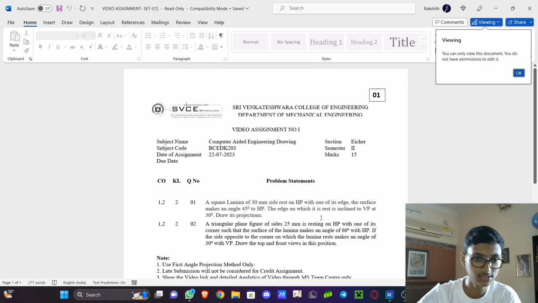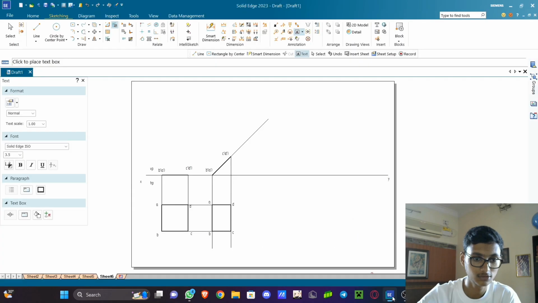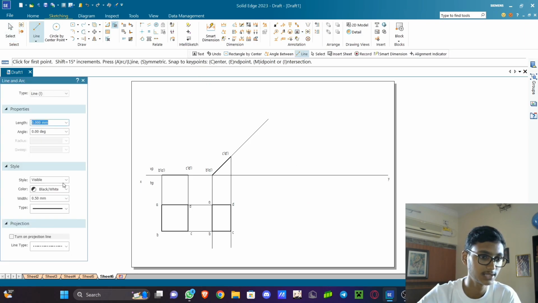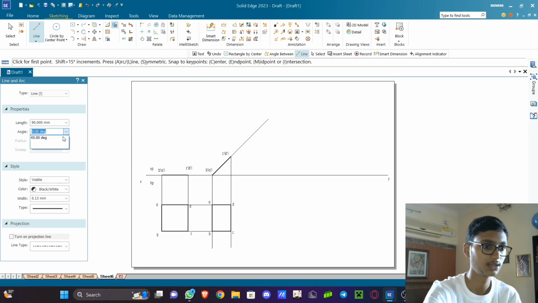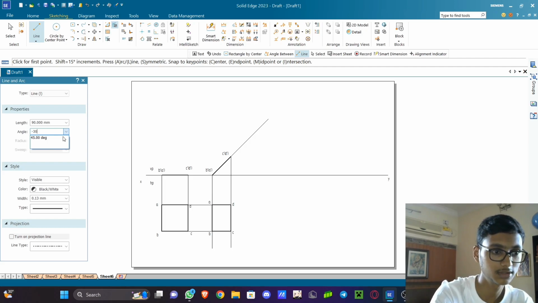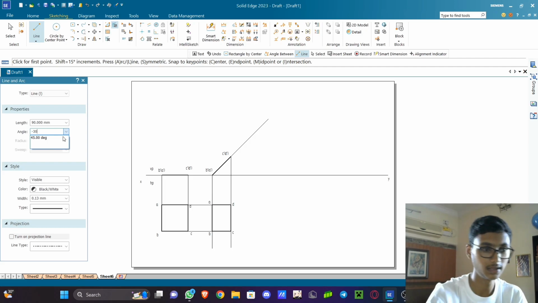Then the edge on which it rests is inclined to VP at 30 degree. So the edge is inclined to VP at 30 degree. So this is the edge which is inclined and it should be inclined to VP at 30 degree. So let us draw a 30 degree line. So 30 degree line should be a thin line. So let me select thin line and length 90 mm and angle 30 degree. I am giving it as minus 30 degree because it is in VP. Enter.